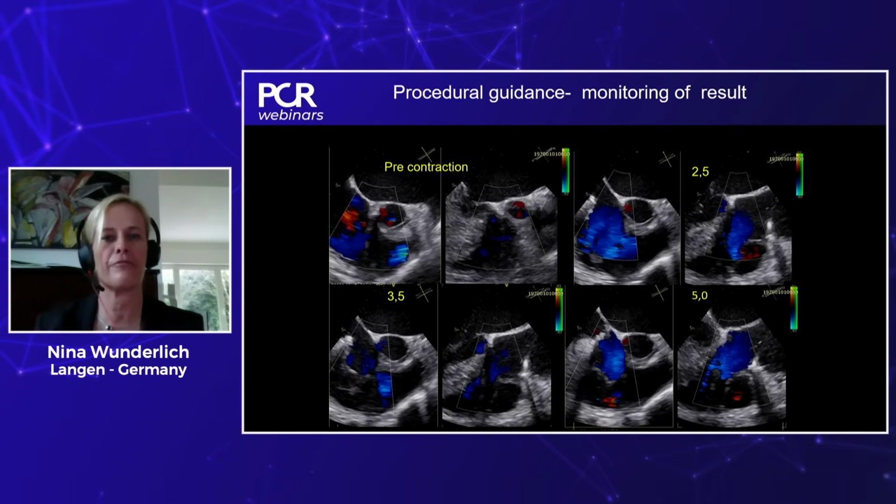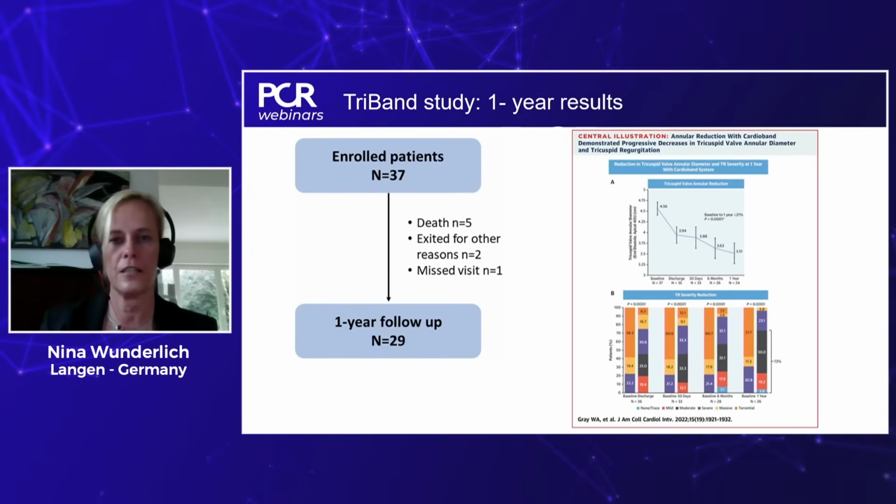But you have to believe me, pre-contraction, we had a massive torrential tricuspid regurgitation. And after cinching up to 5 centimeters, the residual tricuspid regurgitation was just trivial. So this was a very, very successful procedure.